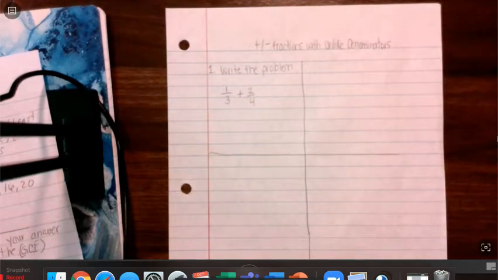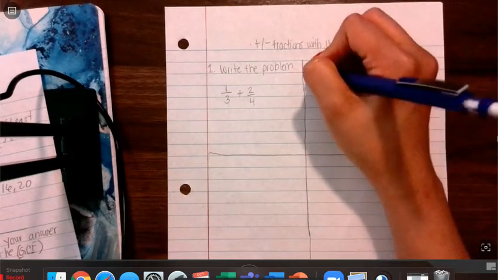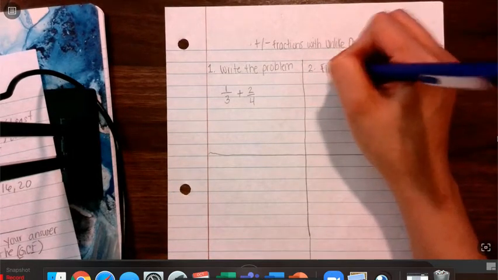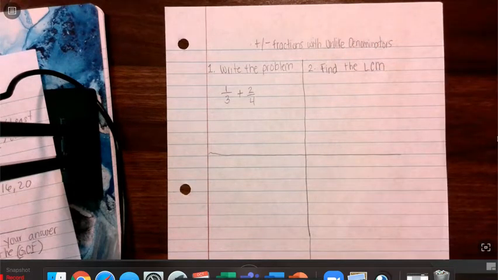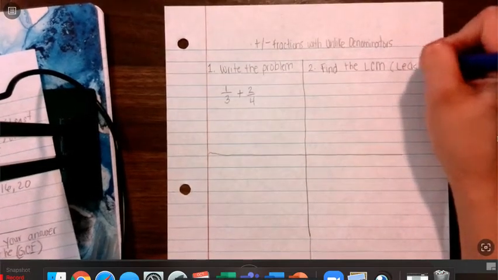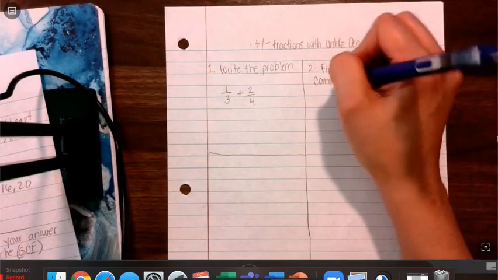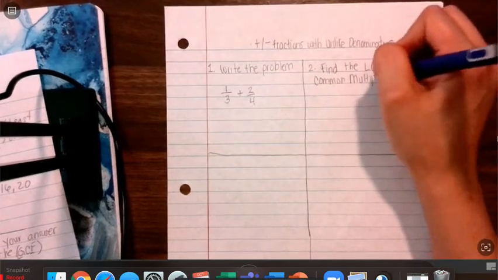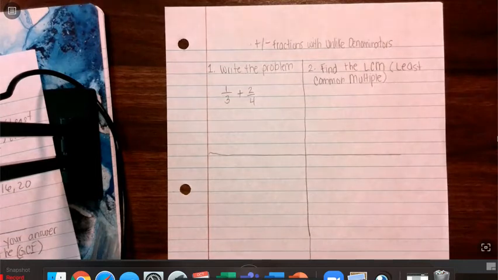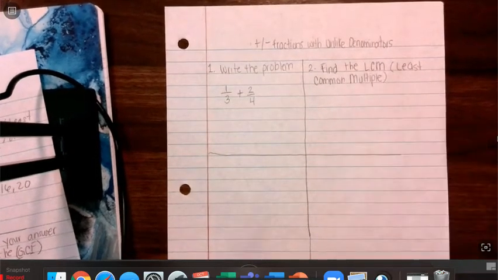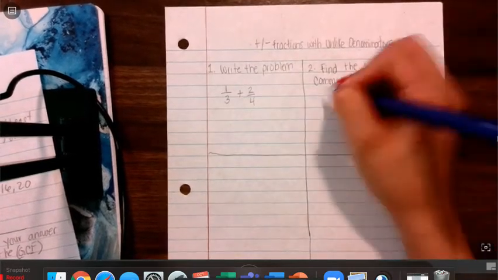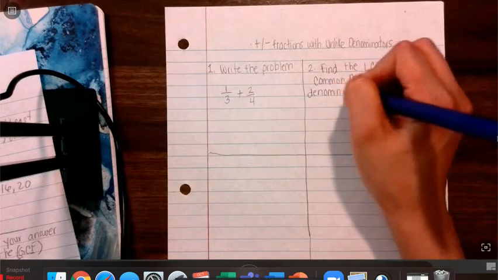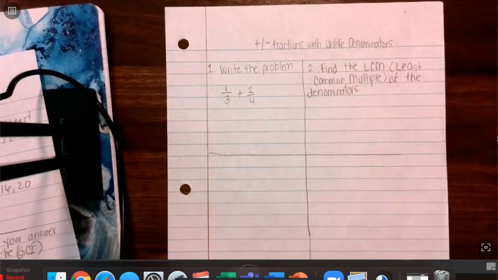The second step is to find the LCM, which stands for least common multiple, meaning we're finding multiples here. That's a clue word. That's a hint. Hint, hint. We're looking for multiples of the denominators. What are our denominators here? We have 3 and we have 4.